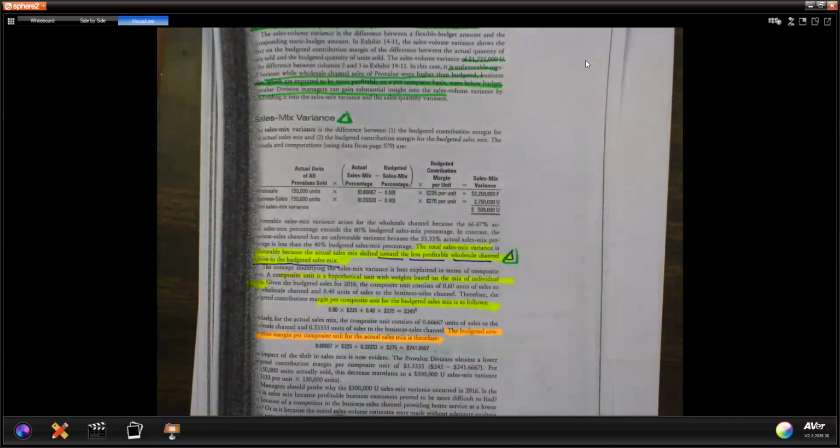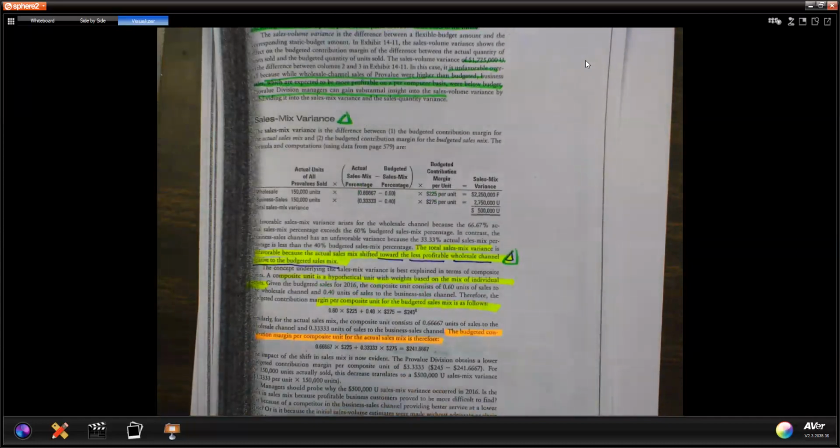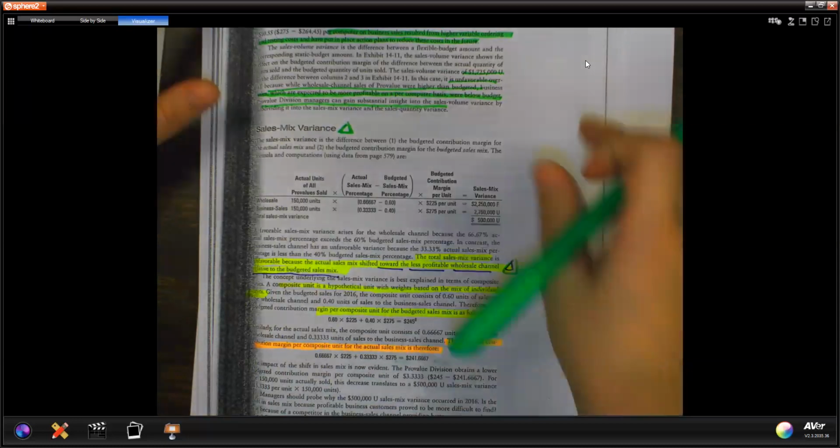Remember, we said if you notice that, then you should expect the unfavorable sales mix variance. So for sales mix variance, if it's a multiple choice, you don't really need to do the calculation. You just need to find out that you switched your focus to the one with higher or lower contribution margin. If with higher contribution margin, you will see favorable sales mix variance. If you focused on the one with a lower contribution margin, you should expect to see unfavorable sales mix variance.